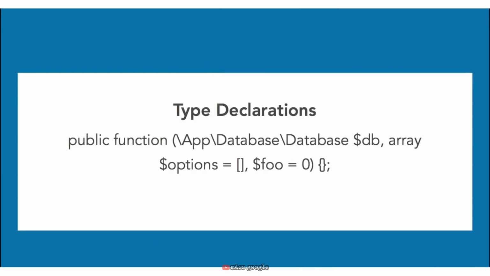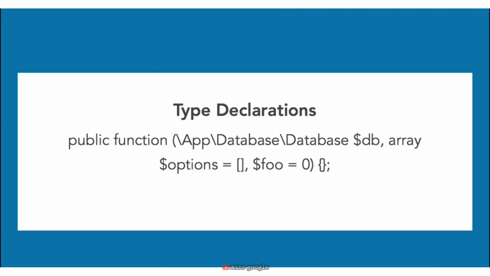You want to add the type that you want to hint to right before the variable name of the parameter. If you don't want a type hint, simply don't add a type hint. In this case, DB will be required to be an instance of the namespace class app database database. Options, on the other hand, will be required to be an array. And finally, foo, we can pass anything to it currently. A class, an array, an integer, a Boolean value, a string, etc.